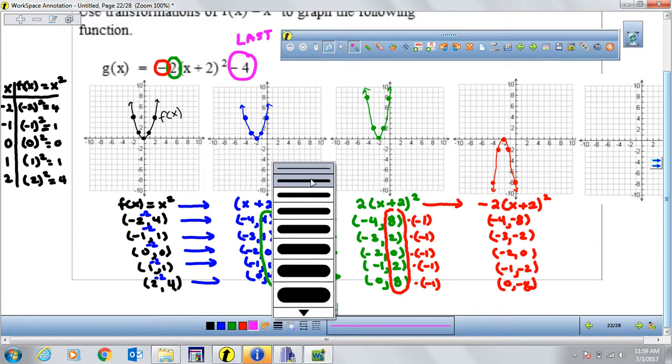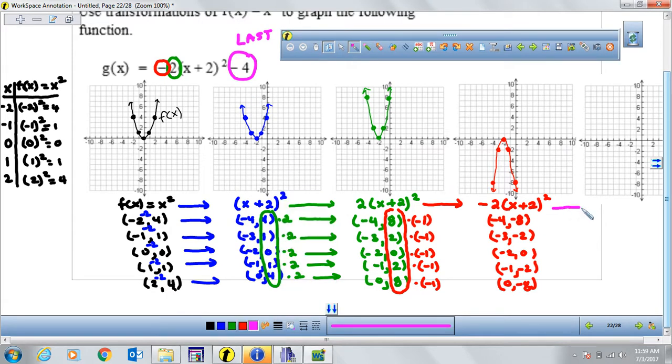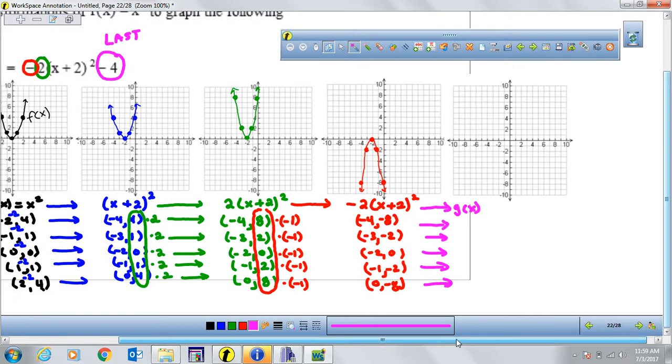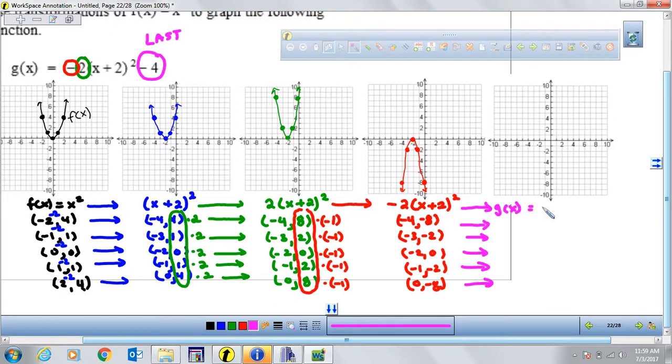Last but not least, we are going to apply the -4. That would be my last transformation here to apply. So this is going to create already the function g of x. This will be the end. Okay, and the end would be this: -2 parentheses x plus 2 squared, which is what we did already up to here, but now we're going to finish it with the -4. That -4 is going to subtract the y values by 4, and it's going to bring the graph 4 units down. So that's why it subtracts 4 on the y values.